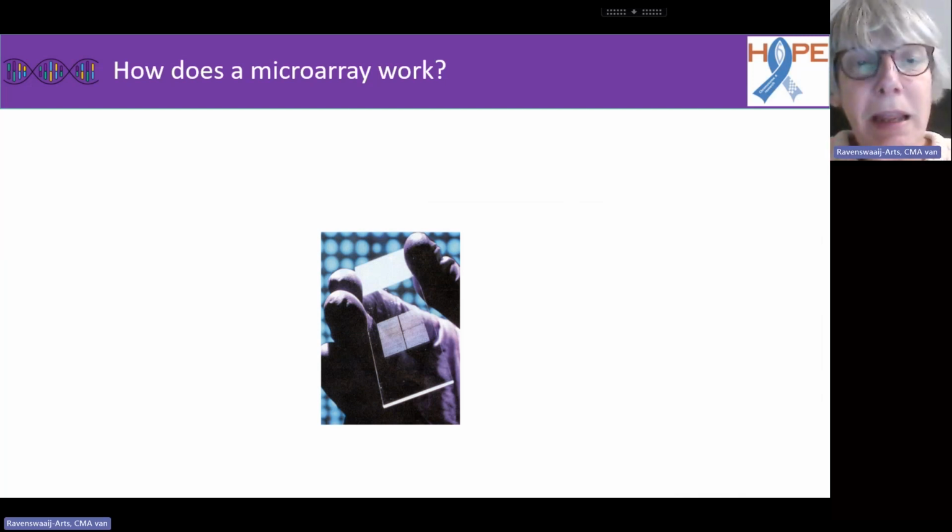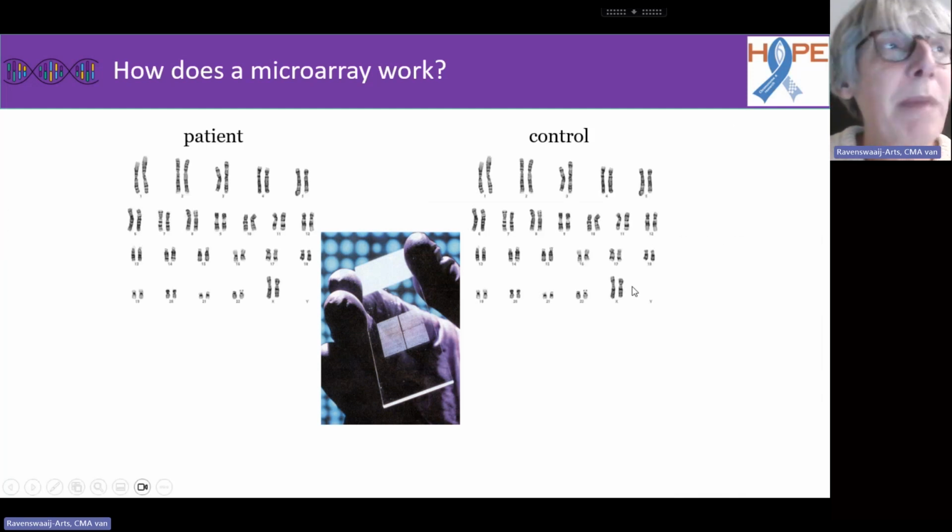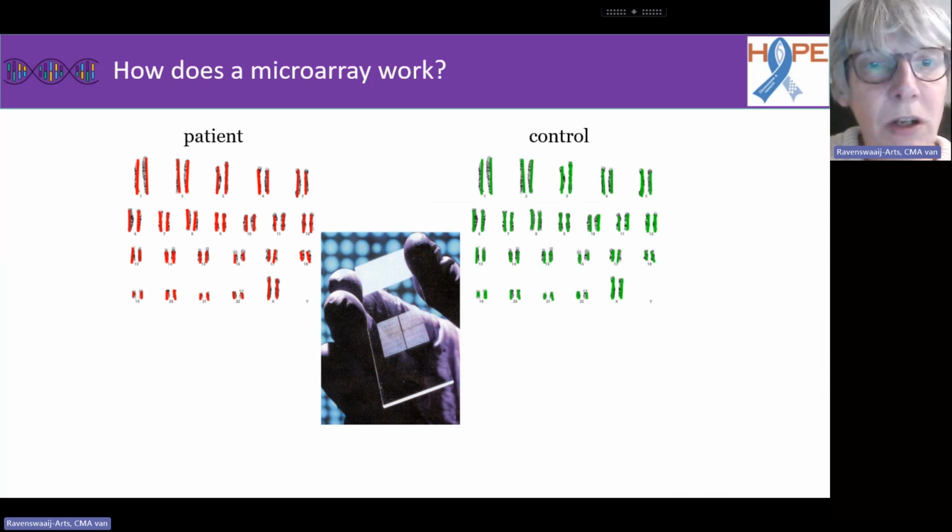So let me briefly explain to you in a simplified way how the microarray technique works. Chromosomes of the patient and of a control are cut in tiny pieces of DNA. These pieces of DNA are labeled with a fluorescent color, either green or red, and then the DNA of the patient and the control is added in equal amounts to the glass slide with the array in this hybridization chamber that I showed you on the previous slide.